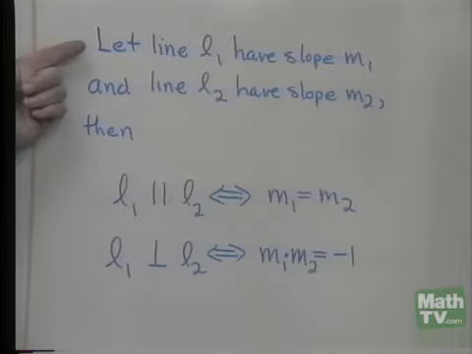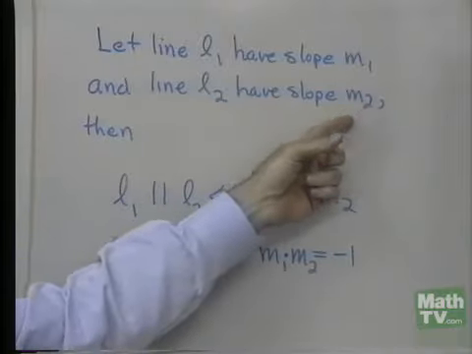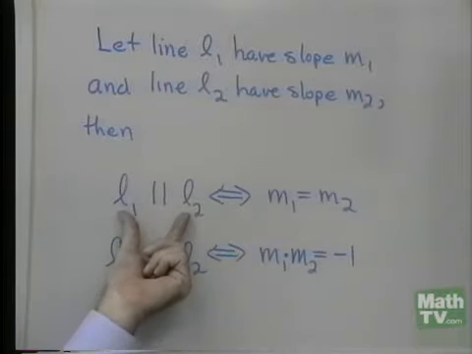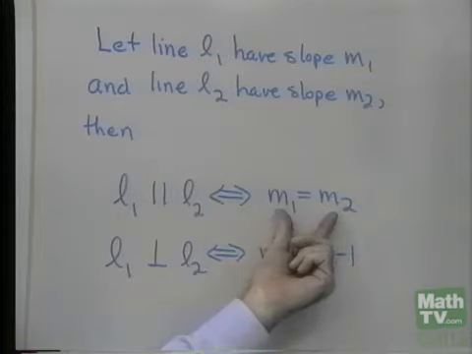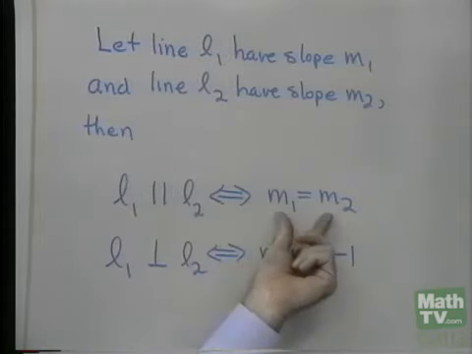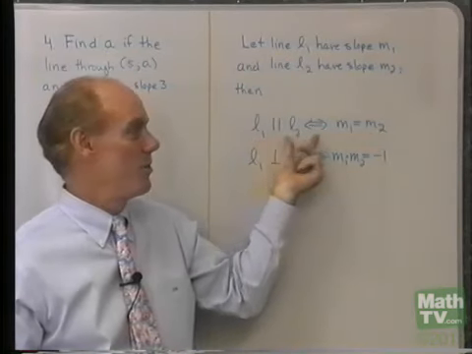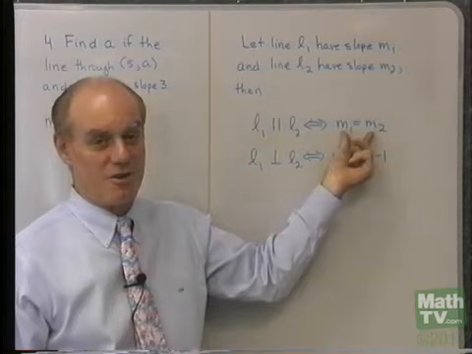So what we say is this. If we let line L1 have a slope of M1 and line L2 has a slope of M2, then L1 and L2 are parallel to each other if and only if their slopes are equal. So that's a pretty intuitive thing right there, to have parallel lines being lines that have equal slopes. So L1 and L2 are parallel if and only if their slopes are equal.